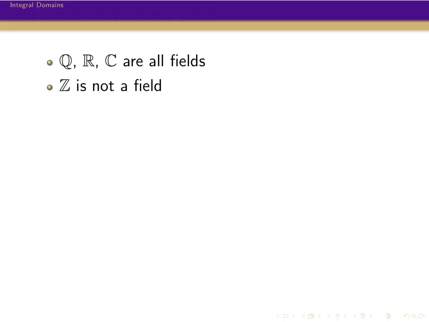Z is not a field, right? There is no integer times 2 that gives you back 1, right? The solution to this would be n equals 1/2, so that doesn't happen. So in fact, in the integers, the only units are 1 and minus 1.